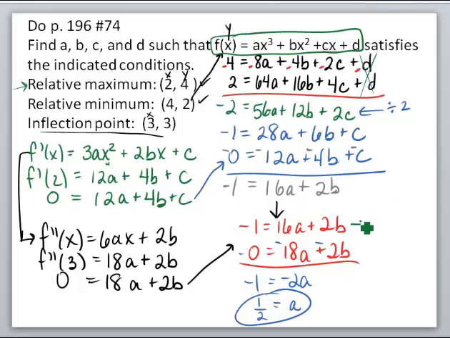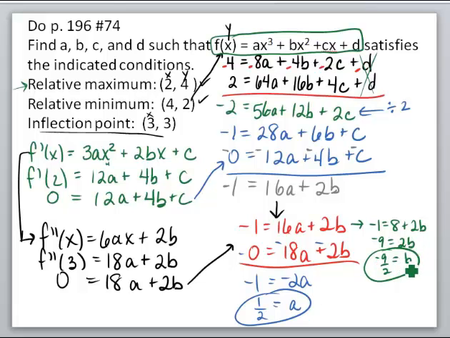I'm going to find b by just plugging that back into one of these two equations. I'll just go ahead and plug it in right here. So I have negative 1 equals, half of 16 is 8, plus 2b. So if I move my 8 over, I get negative 9 equals 2b. And then b is equal to negative 9/2. So there's b. So I have two of my values.